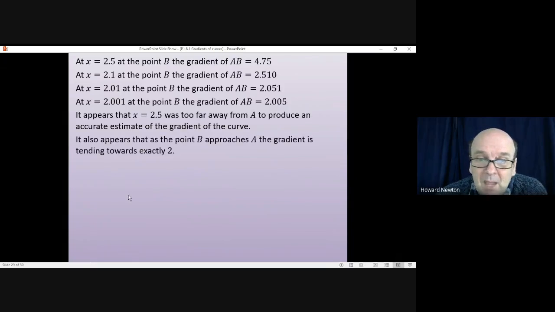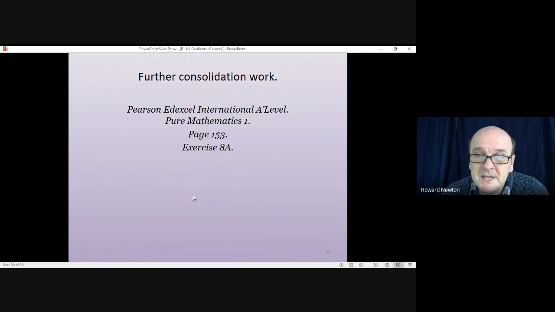However, it also appears that as this point B approaches A and gets closer and closer, the gradient looks like it's tending towards a limit. And it looks like it's tending towards the limit of 2 for the gradient. Okay, we'll stop there. Now, in the next lesson, we'll see where this idea leads and how it leads us towards differentiation. So that is the end of the lesson.